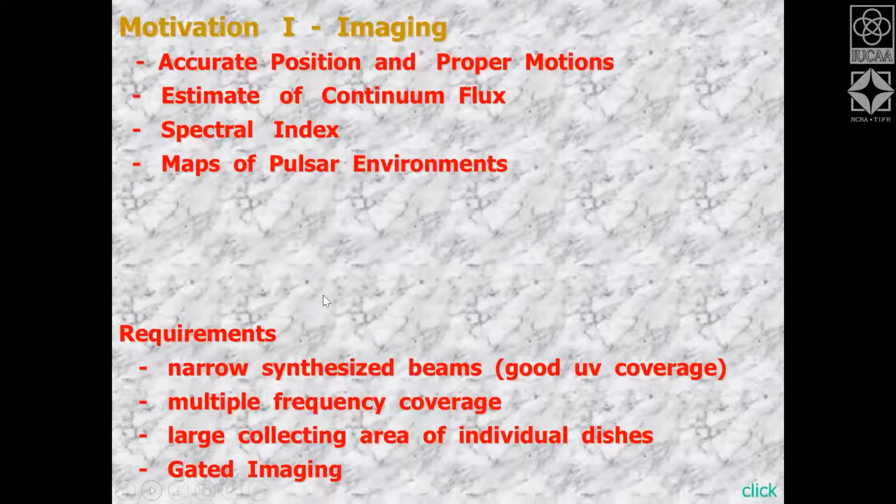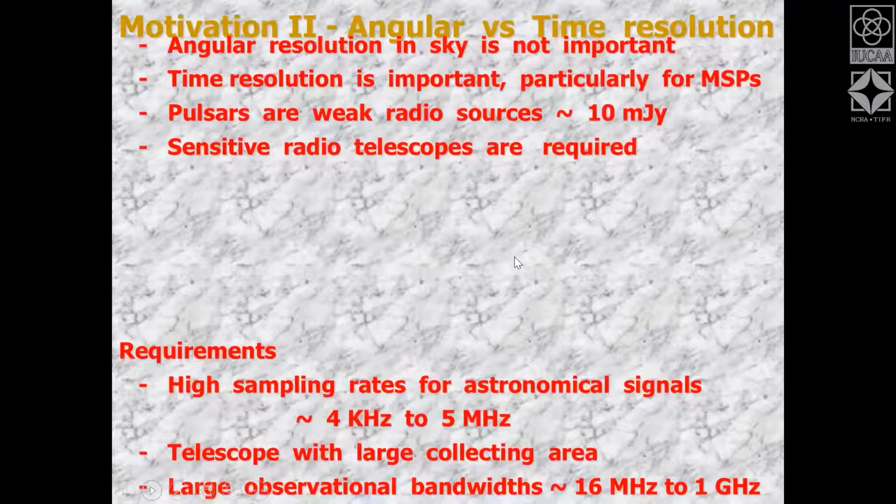In addition to that, most of the time, we are looking for high time resolution data. Okay. Angular resolution is not so important because pulsars are very tiny compact sources. So they will just look like point sources. But the time resolution is important, especially for a class of pulsars which have millisecond periods and are known as millisecond pulsars. Again, you need high time resolution instrumentation to actually do the science which you want to do. And you need a large telescope because pulsars are very, very weak radio sources.